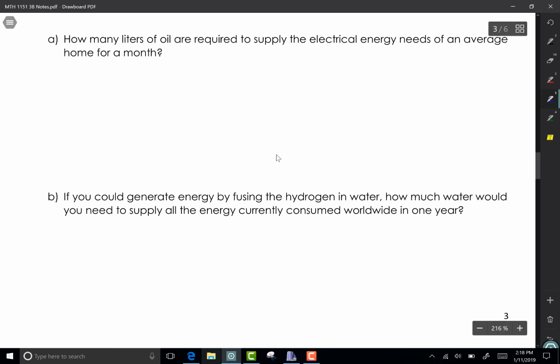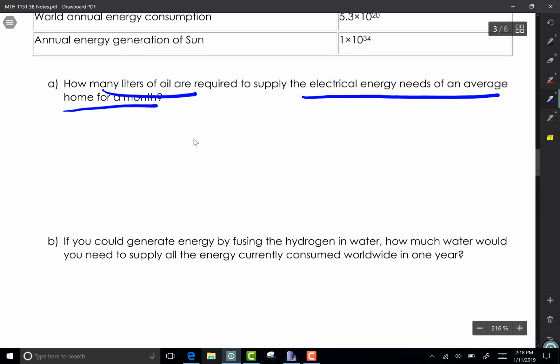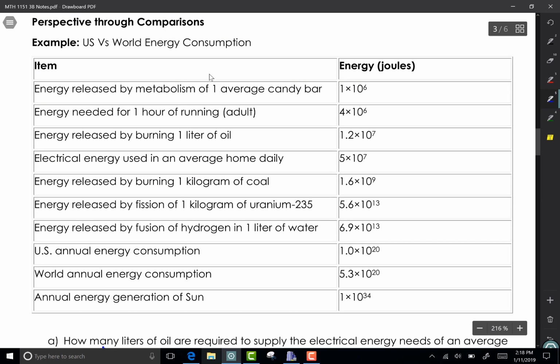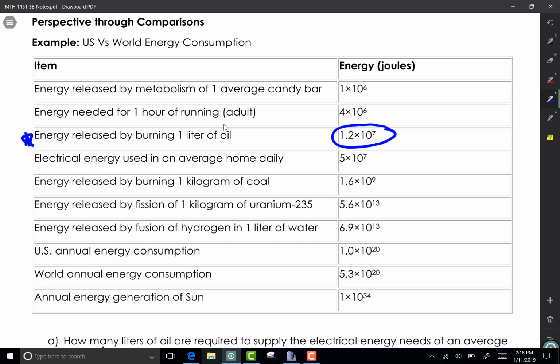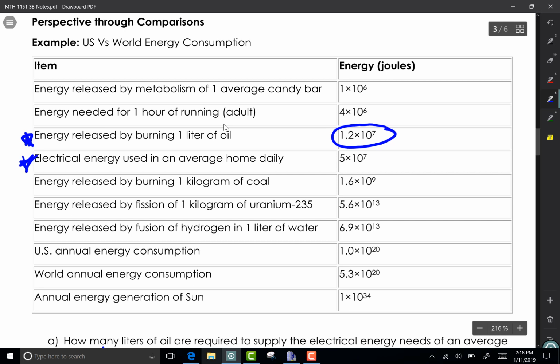So we want to look up on the table the energy needs for an average home for a month, and then we want to figure out how many liters of oil that's going to take. So if we scroll up here and look at the table, I have energy released by burning 1 liter of oil here. That's this energy, 1.2 times 10 to the 7th joules. And then we also have electrical energy used in an average home daily, and we can use that as well.